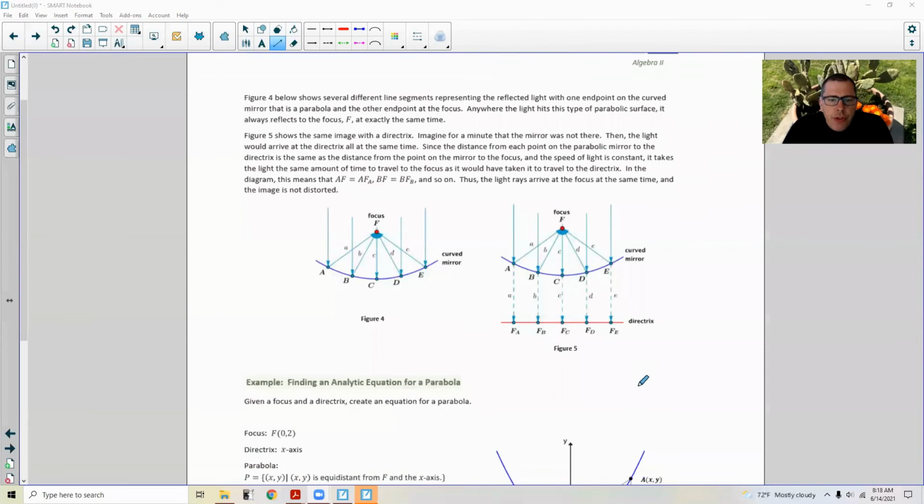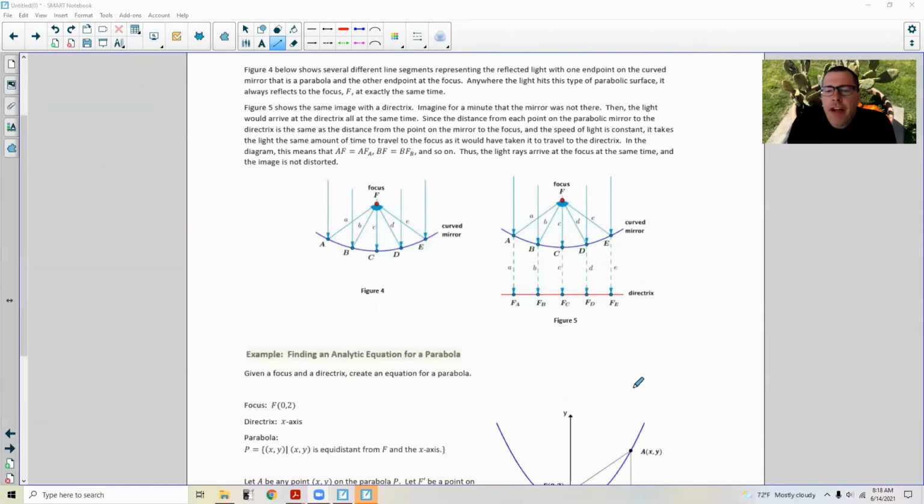Okay, page 3 shows figure 4 and figure 5. Figure 4 below shows several different line segments representing the reflected light with one endpoint on the curved mirror, that is a parabola, and the other endpoint at the focus. Anywhere the light hits this type of parabolic surface, it always reflects to the focus F at exactly the same time. Figure 5 shows the same image with a directrix.